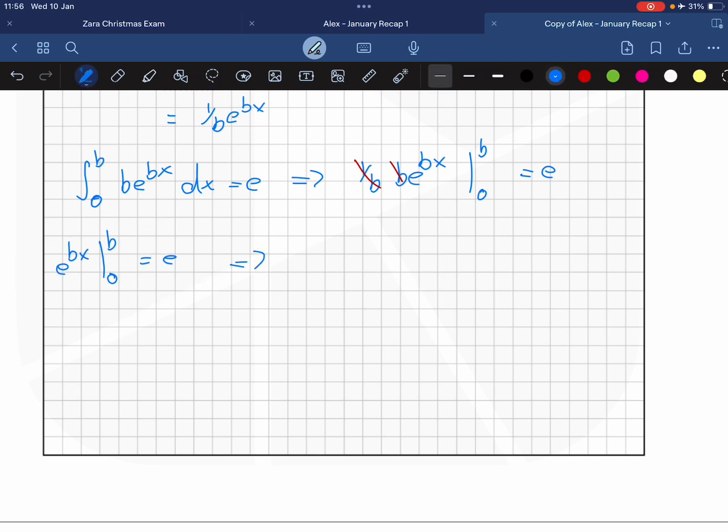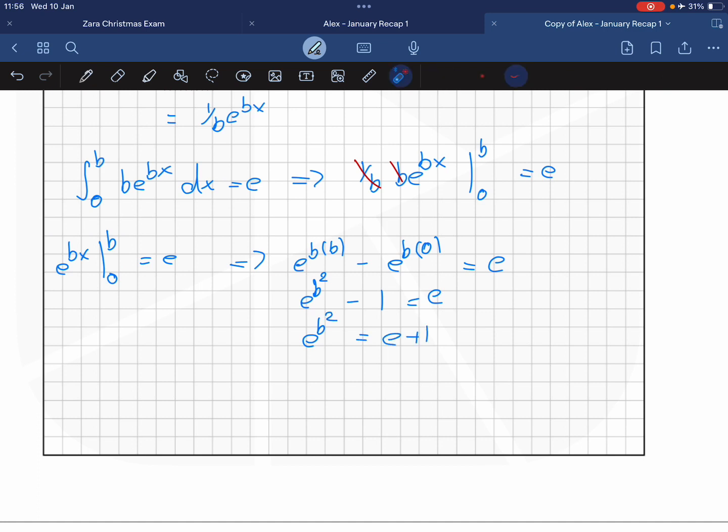So, if we sub in b, we're going to get e to the b times b minus e to the b times 0, and that's going to equal e. So we end up with e to the b squared minus anything to the power of 0 is going to be 1 is equal to e. Simplify this, e to the b squared is equal to e plus 1.